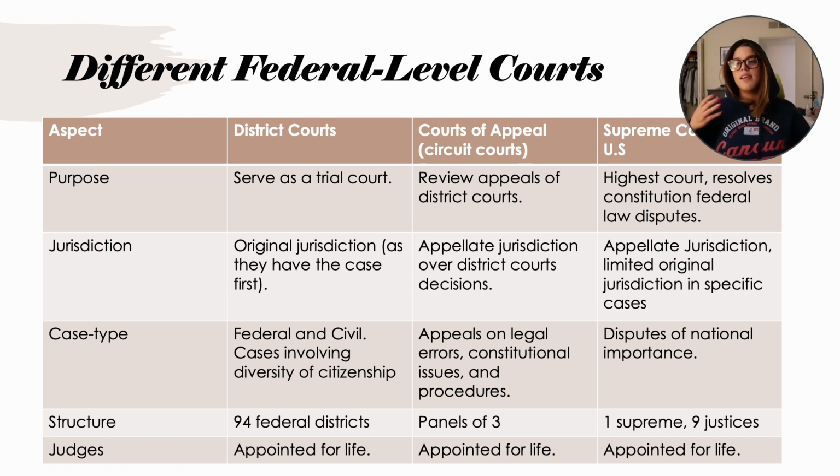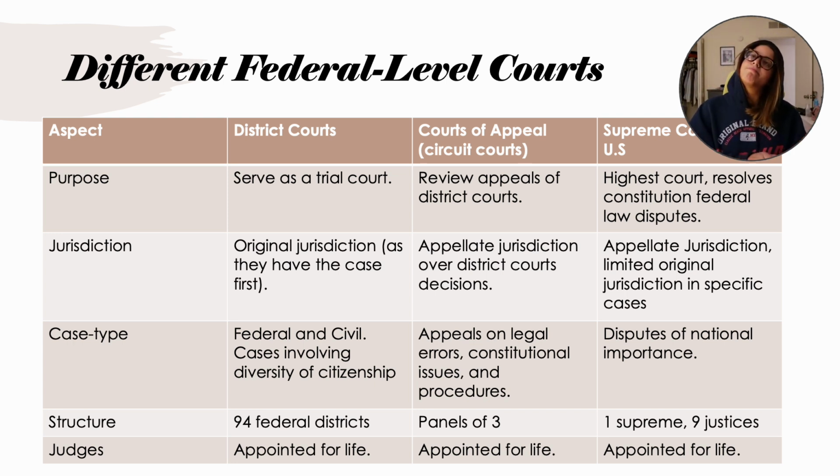And then the case types that they get on a day-to-day are federal and civil cases, usually involving diversity of citizenship. So it has to deal with race, it has to do with color, and I know that sucks, because every single one of their cases is at least controversial in some kind of way. There are 94 federal districts, so if you fall under a certain district, you're probably going to go to that court. If you were to ever appeal from the state, you'd hit the district court that you're assigned to.